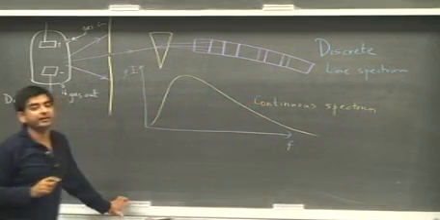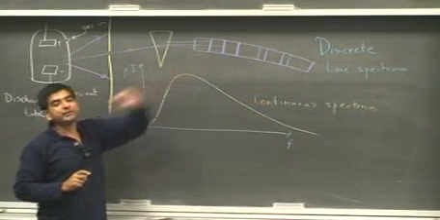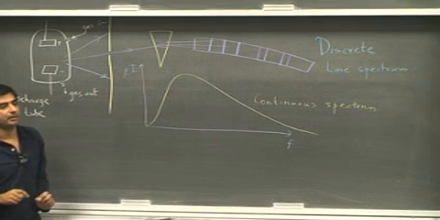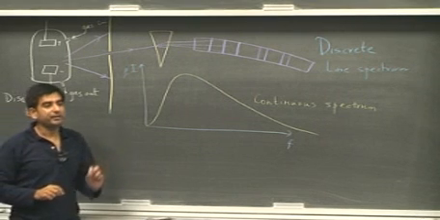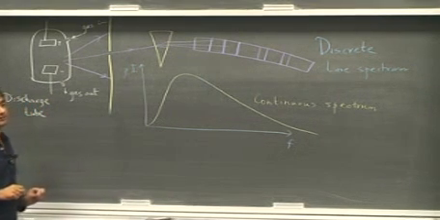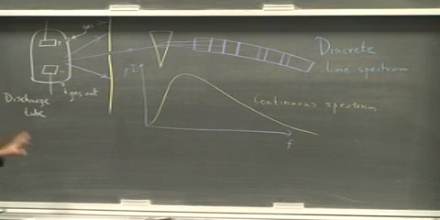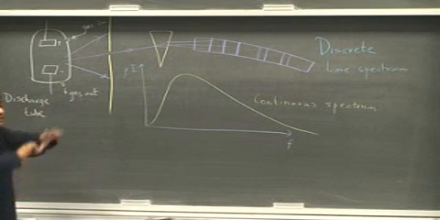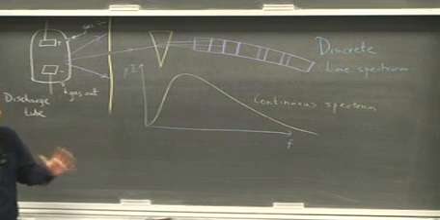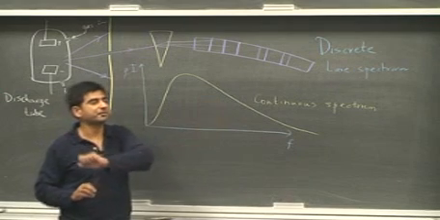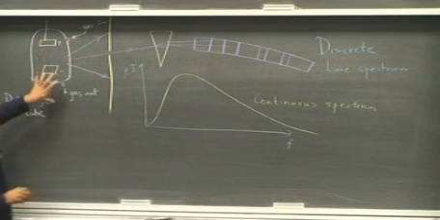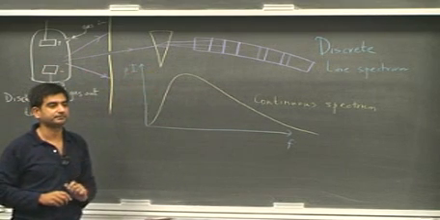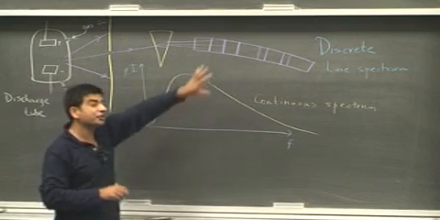So the question remained, what is the origin of the discrete line spectrum? And this is a question that Bohr aimed to answer. So there's a difference between a continuous spectrum and a line spectrum. From a hot gas in a state of thermal equilibrium, we would get a continuous spectrum. And from gases that are subject to an electrical discharge, we get discrete line spectra. So what is the origin of the line spectrum?